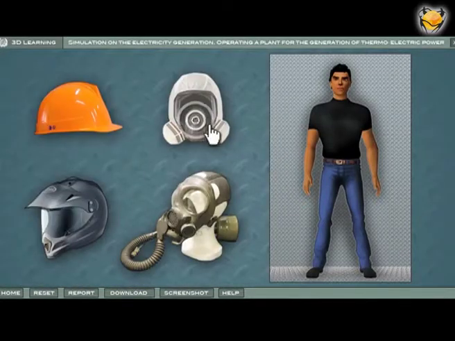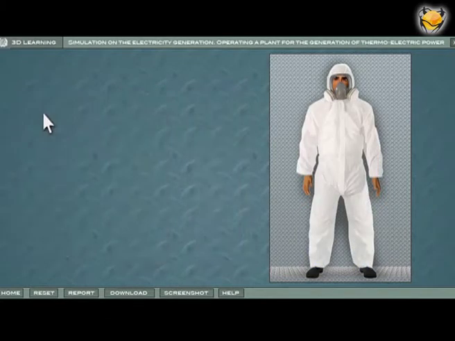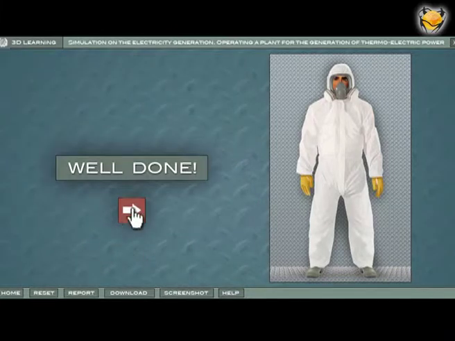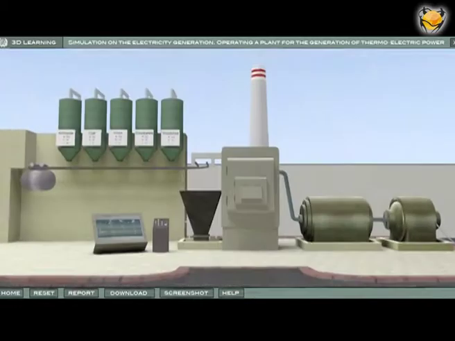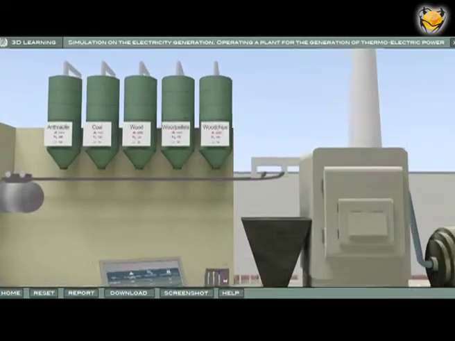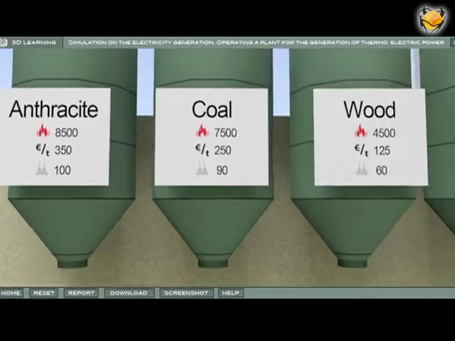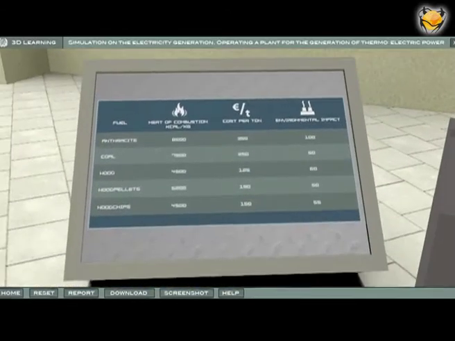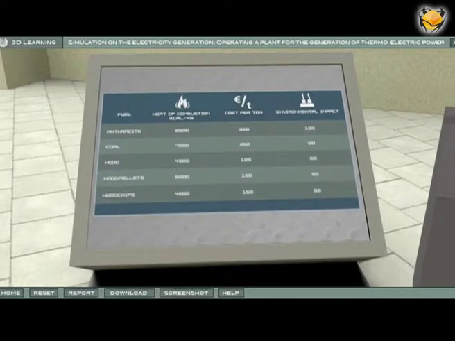When working in hazardous environment, you must provide yourself with personal protective equipment such as accident prevention shoes, helmets, goggles and gloves. Observe the constituent parts of these plants. In these 5 silos are contained the fuels: anthracite, coal, wood, wood pellets, wood chips. In this table are summarized the energetic and economic characteristics of each fuel.